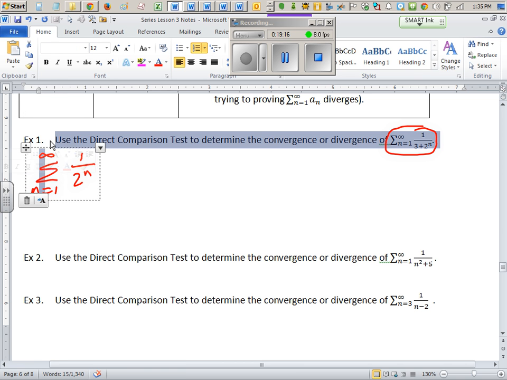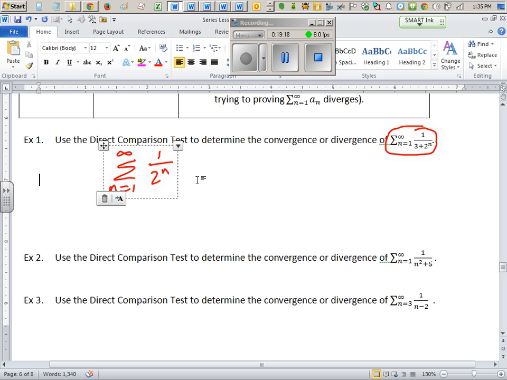Can I move this? Yeah, you move over here. Okay, thank you. I talk to my equations sometimes, or my expressions.